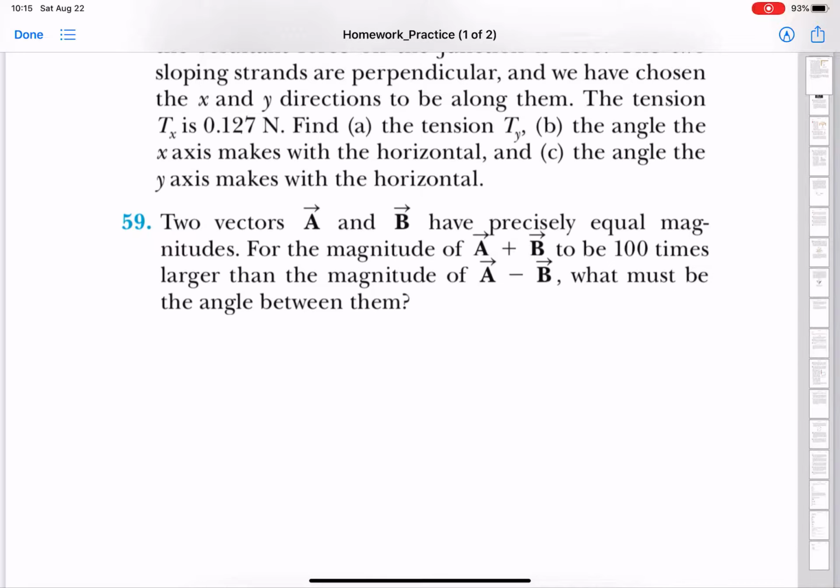Okay, now let's look at problem number 59. We have two vectors, a vector and b vector, that have precisely equal magnitudes. They're equal in magnitude. For the magnitude of a vector plus b vector to be 100 times larger than the magnitude of a vector minus b vector, what must be the angle between them? So we have to find the angle between a and b.